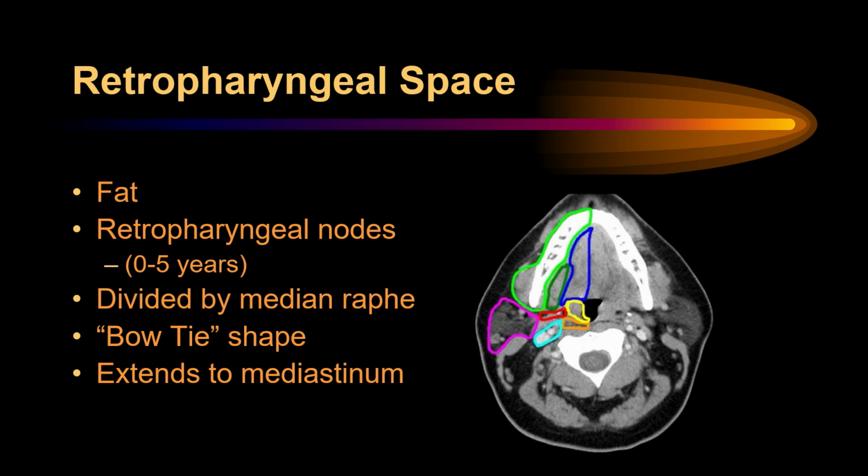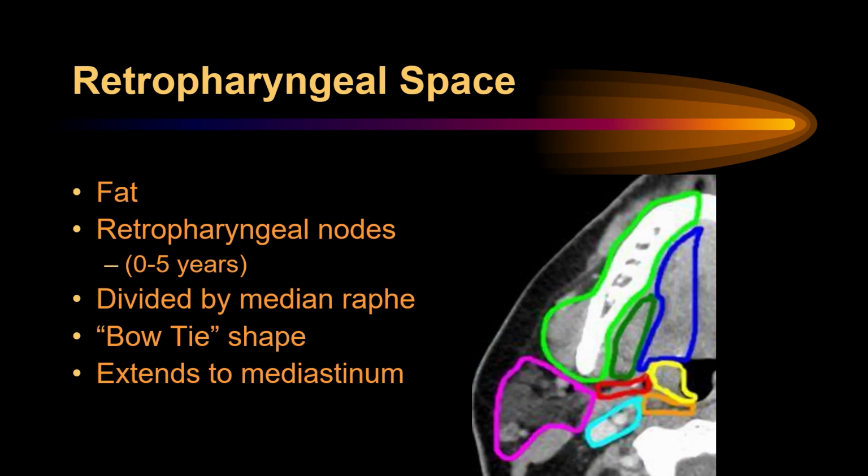Let's move to a new space. This is the retropharyngeal space. I've outlined it here in orange, and you can see it's got a little bit of fat in it. This is an adult, and so we're not really seeing any nodes, but sometimes you'll see some fairly prominent nodes if you've got young children, let's say under the age of 5. The space is divided by a median raphe, and that gives it kind of a bow tie appearance, and that makes it easy to pick up.